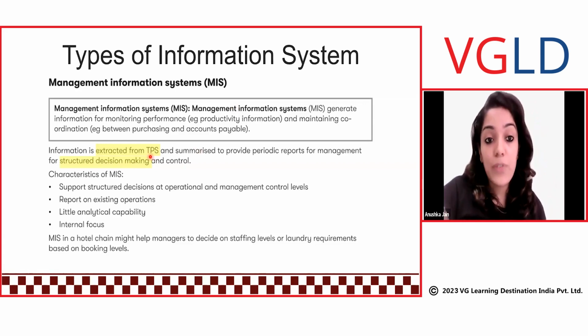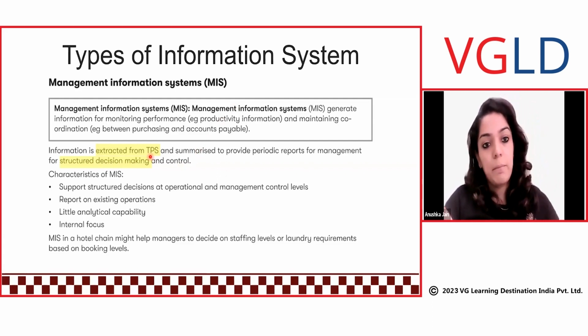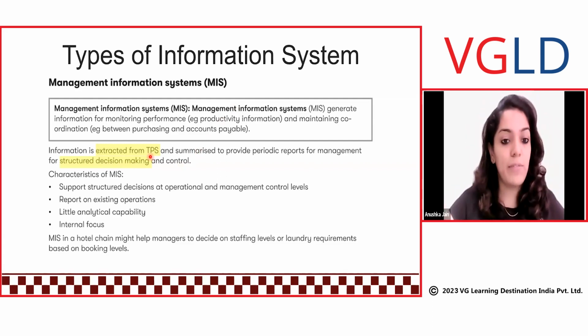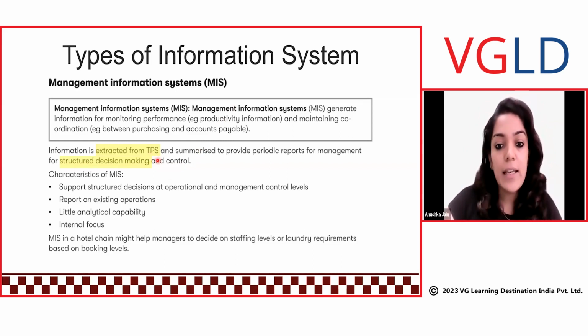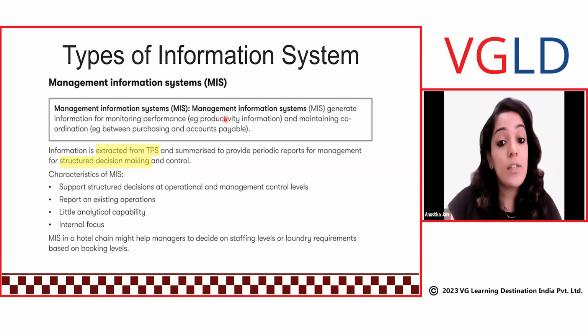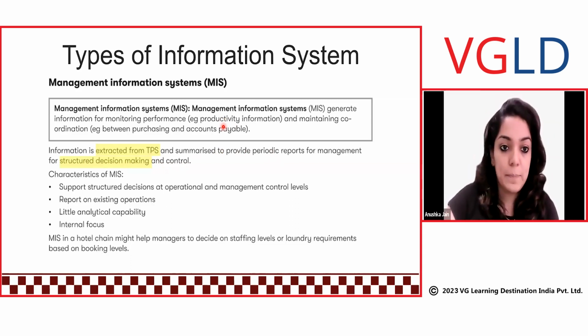Information is extracted from TPS. Like I told you, multiple transactions would have happened and you would have made a purchase of, let us say, 1 lakh rupees from a particular vendor. So information is extracted from TPS and summarized to provide periodic reports for management for structured decision making and control. So in accounts payable, you realize that you have a payable of 1 lakh rupees now. Then you will check whether you have sufficient cash flow to make this payment or not.